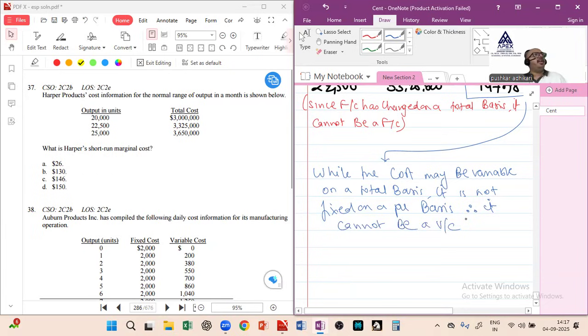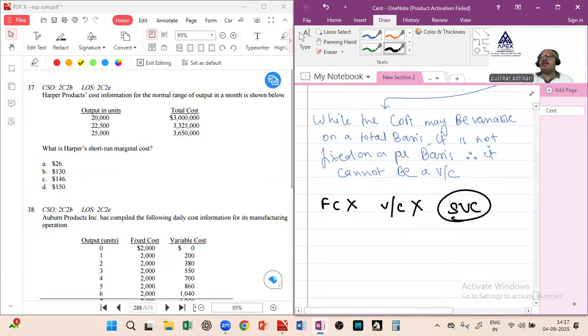Sir, you are not India, you are not Pakistan, then who are you? Bangladesh. Very simple. So, if you are not a fixed cost, if you are not a variable cost, you are going to be a semi variable cost.